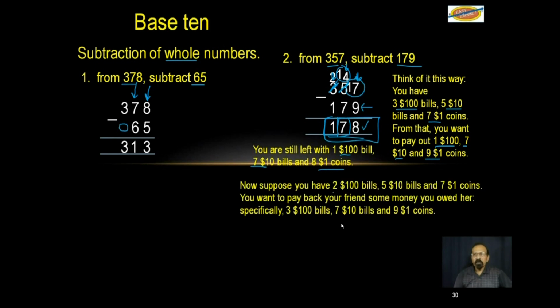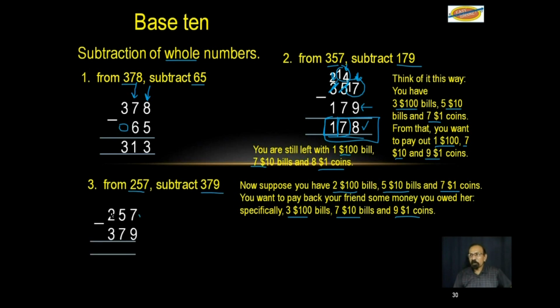Now suppose you have two $100 bills, five $10 bills, seven $1 coins, and you want to pay back your friend some money that you owed her. Specifically, you want to pay back three $100 bills, seven $10 bills, and nine $1 coins. Now, obviously, you have a problem. The problem is you want to pay back more money than you have. So this is the amount of money you have. This is what you want to pay back. We have a problem here.